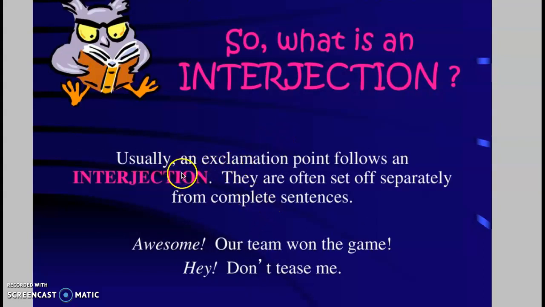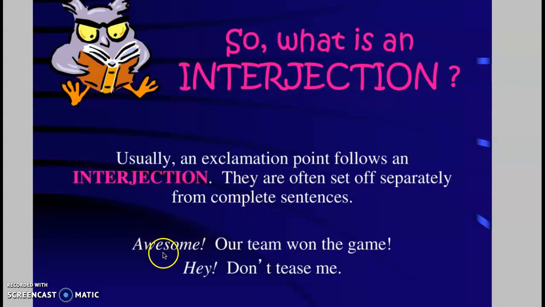Continuing forward, usually an exclamation point follows an interjection, like I stated before. They are often set off separately from complete sentences, and you'll see that in your examples. You'll have your example of your interjection. There will be some sort of punctuation. Oftentimes it is an exclamation, as you see down here, to separate that from the actual sentence.